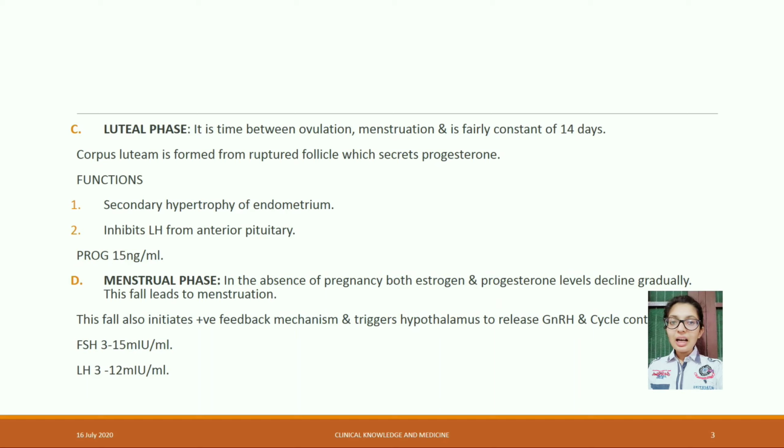Menstrual phase. In the absence of pregnancy, both estrogen and progesterone levels decline gradually. This fall leads to menstruation. This fall also initiates a positive feedback mechanism and triggers the hypothalamus to release GnRH, and the cycles continue. Amounts: FSH 3 to 15 milli international units per ml, LH 3 to 12 milli international units per ml.